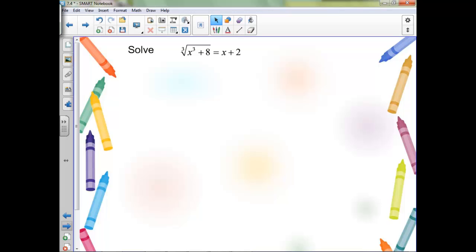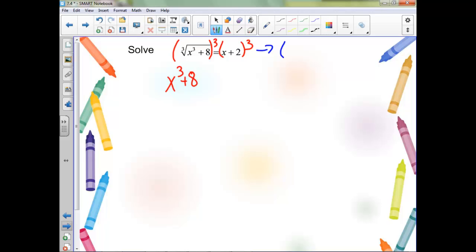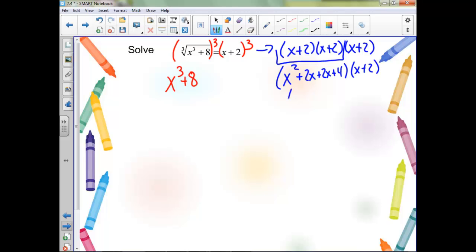On this one, notice our root is already completely by itself. So let's go ahead and cube both sides since it was the cubed root. Left side. Now on the right side, notice what's going on here. It's going to be x plus 2 times x plus 2 times x plus 2. Multiplying these two together. And now distributing again.